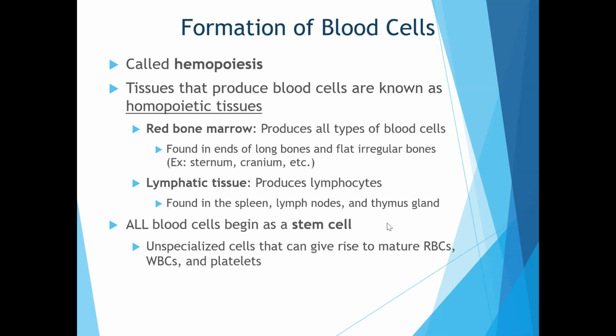And all blood cells begin as a stem cell. I'm sure a lot of you have heard that term in terms of the controversy behind some of the research that goes into stem cells. But basically, a stem cell is an unspecialized cell. So it could really turn into a red blood cell, a white blood cell, or a platelet. It can really turn into any cell, but we're talking about it specific to the blood system.